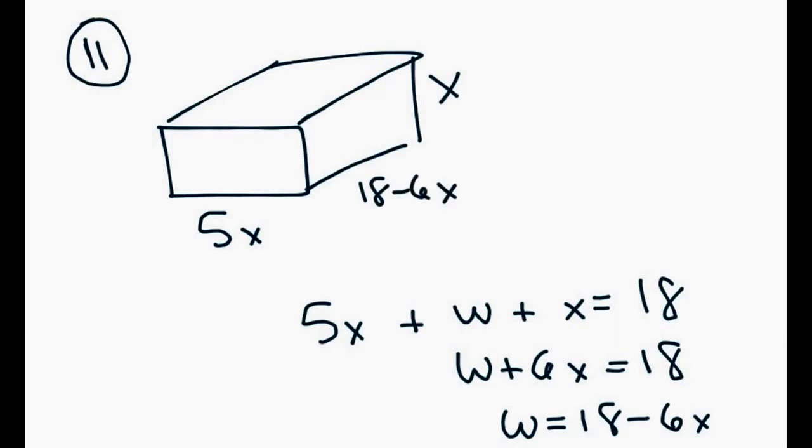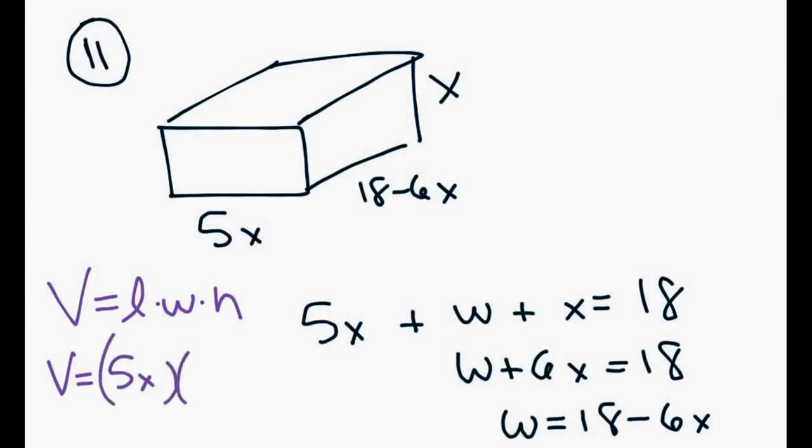So now the volume, which is length times width times height, is going to be 5x times (18 minus 6x) times x. In order to find the dimensions that maximize the volume, I need to graph this and find the maximum and find the ordered pair. When I find it, x will be the height, and so I'll know what x is so I can find the length and the width. And I'll also know the value of the maximum.